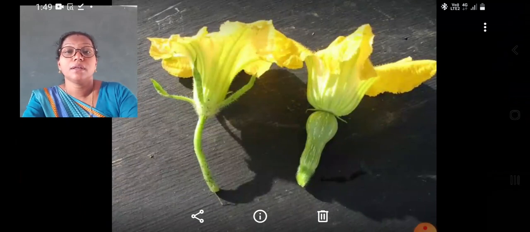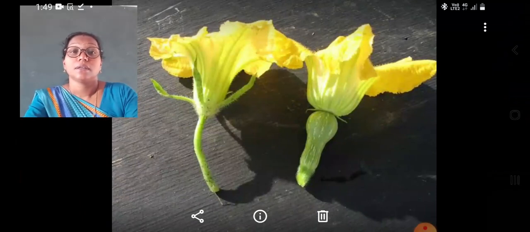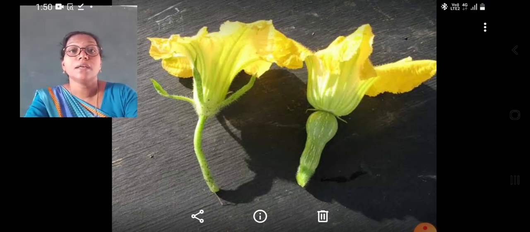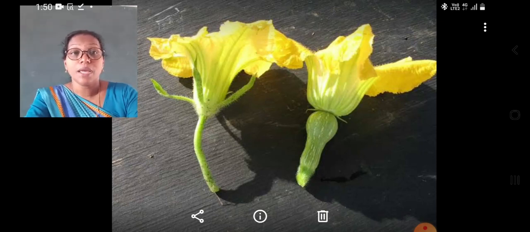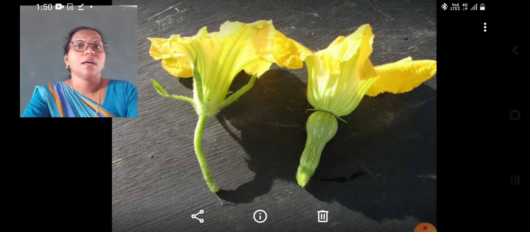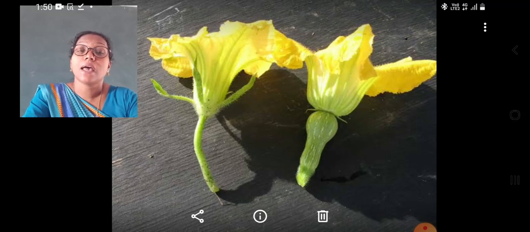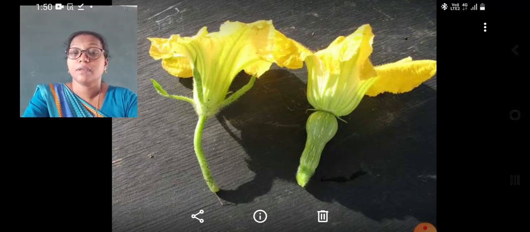Now children, the unisexual flowers, in which the male and female flowers are separate. Male flower will be having the sepals, petals and stamens. Female flower have the pistil, the sepals and petals. In these flowers, male and female parts are found in different flowers.